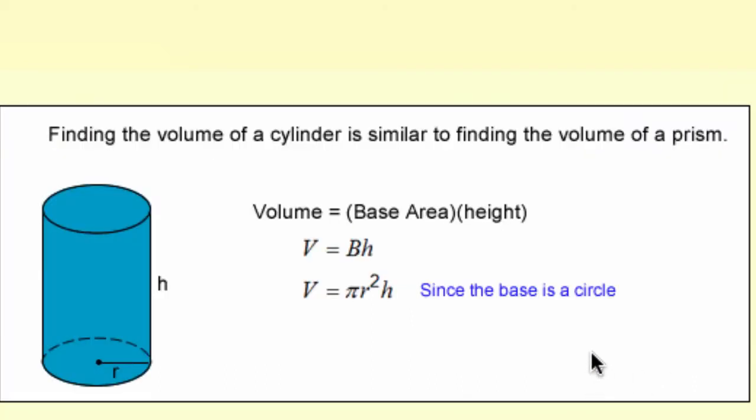Next is the volume of a cylinder. The volume of a cylinder is the area of the base, which is a circle, so pi r squared, and then times the height. And you can use that information to solve for the volume of a cylinder, or given the volume, solve for dimensions like the height or the radius.